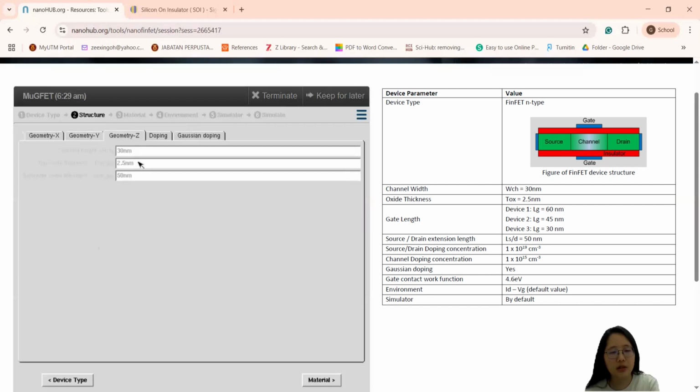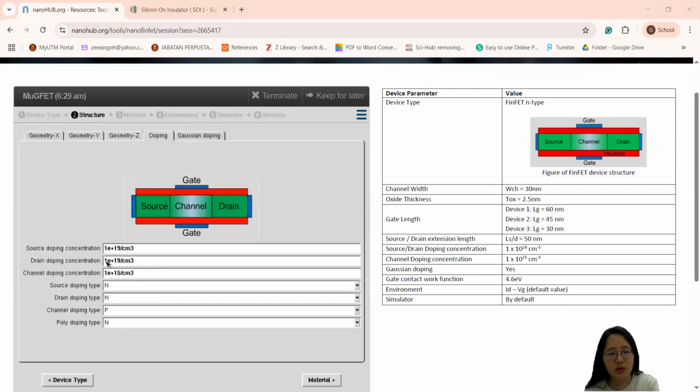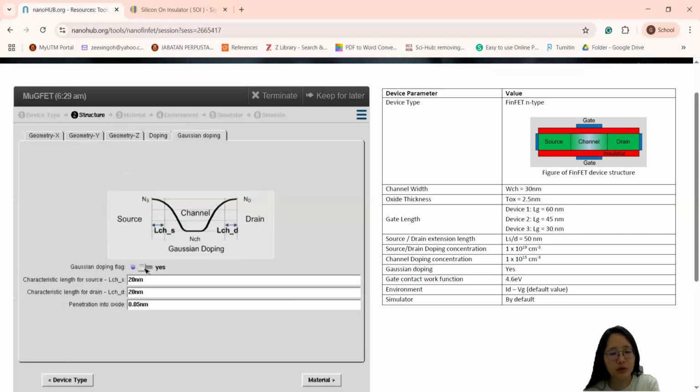And this one is geometry Z. Then the source and drain doping concentration is 1 multiplied by 10 to the power of 19. For the channel doping concentration, I will use 1 multiplied by 10 to the power of 15. The source doping type, drain doping type, channel doping type and poly doping type remain the default. For the Gaussian doping, I will enable it. The remaining settings remain the default.